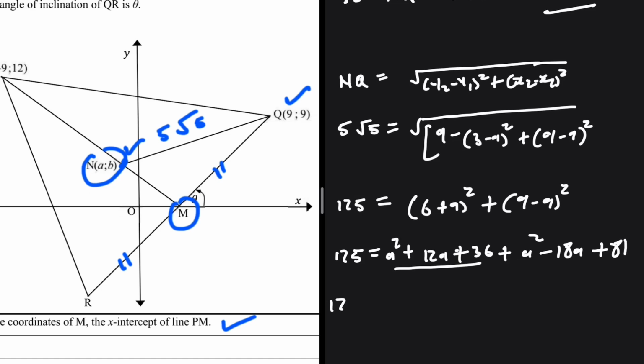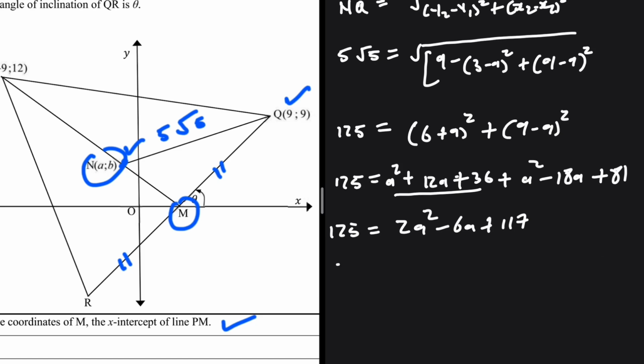81. Okay, so 125 is equal to 2a squared, right? Minus 6a, and then 81 plus 36. Let's see, that is 117. So plus 117. So 2a squared minus 6a, and then 117 minus 125, that is minus 8, is equal to 0. So a squared minus 3a minus 4 is equal to 0.